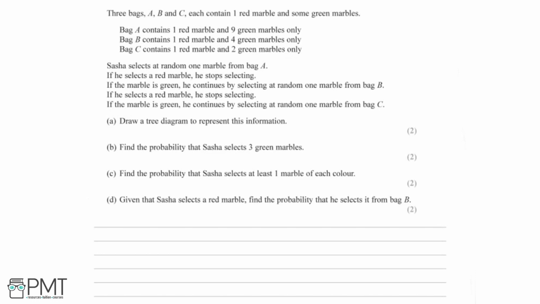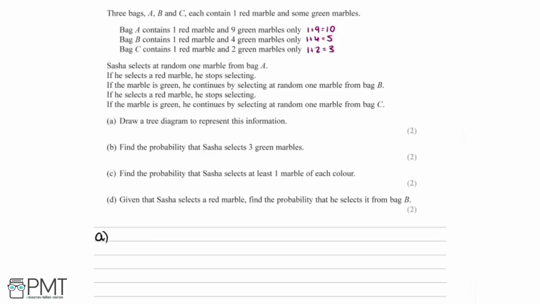And part A says we need to get all this information and represent it in a tree diagram. And this is for 2 marks. So I'm going to go back up and look at the information again. In bags A, B and C, we've got 1 red marble and a different number of green marbles. So I'm just going to work out how many marbles there are in total. In bag A, there's going to be 1 plus 9, so that's 10. In bag B, it's going to be 1 plus 4, so 5, and in bag C, 1 plus 2, so it equals 3.